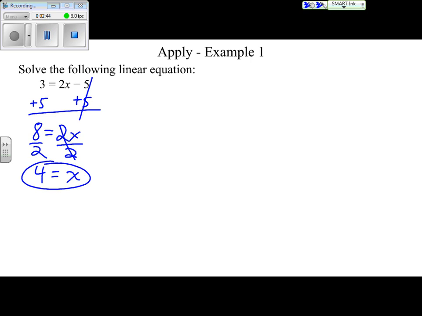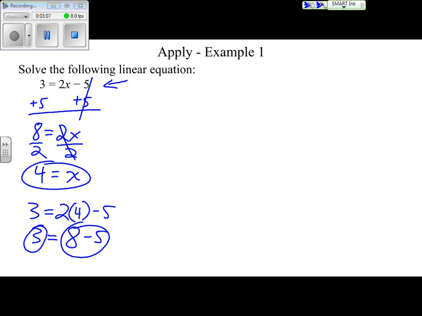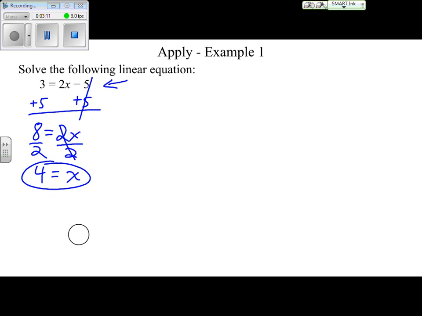Of course, we can check the solution by plugging it into the original equation. 3 is equal to 2 times 4, again, 4 replacing our original x, minus 5. And again, I'm just basing that off this original equation. 3 is equal to 2 times x, which we now know is 4, minus 5. So 3 is equal to 2 times 4 is 8, minus 5. And 8 minus 5 does, in fact, equal 3. So it's a totally true statement. We've checked it. We've solved it. And we didn't need any technology of any kind.